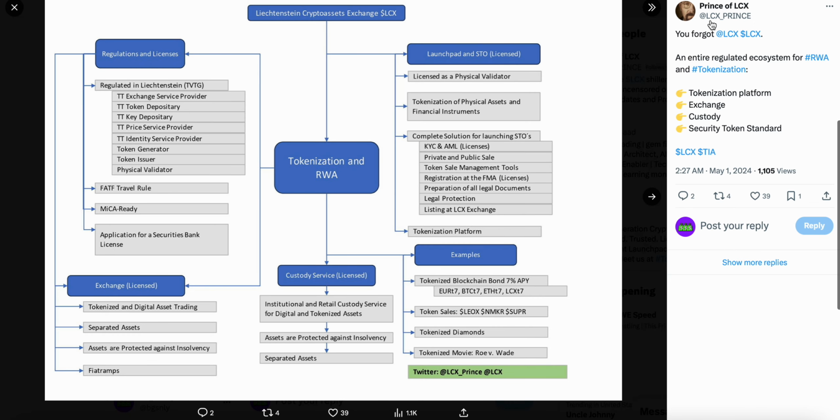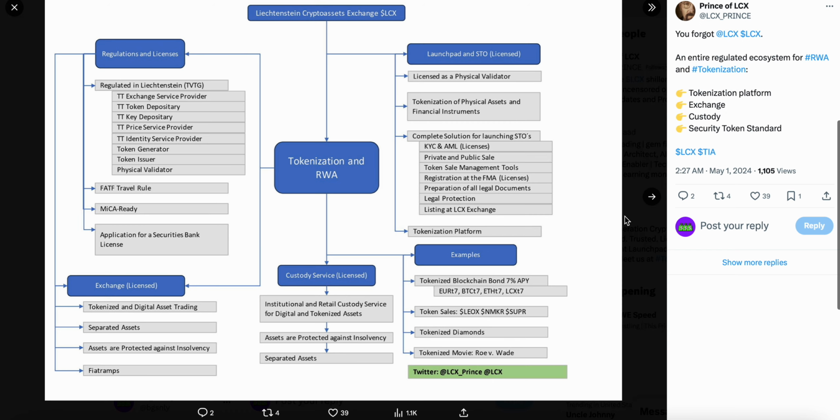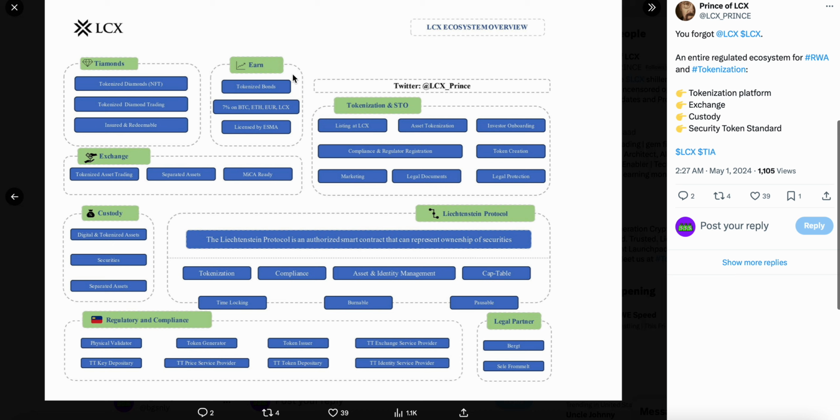There's a Twitter user, LCX_Prince. Again, shout out to LCX_Prince. I'm going to put a link to this tweet in the description below. Highly recommend checking this Twitter account out if you're interested in LCX or just want to get vital resources and information on the project as a whole. But he has this kind of breakdown. Again, this is 100% him. Shout out to LCX_Prince.